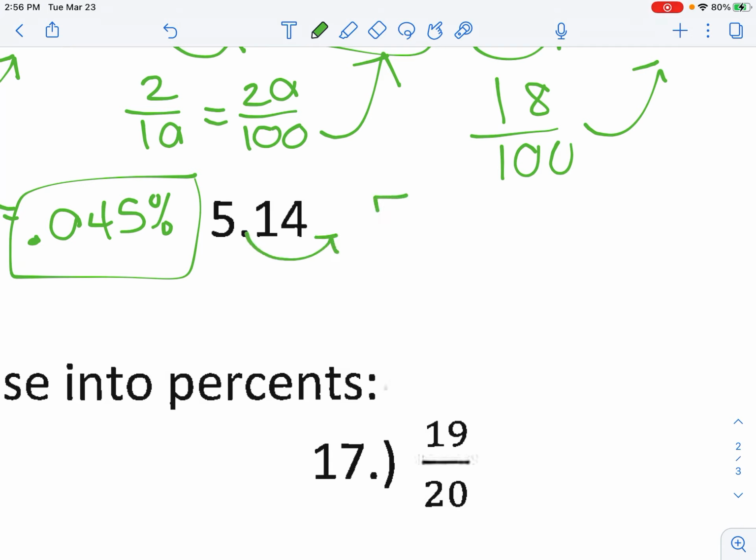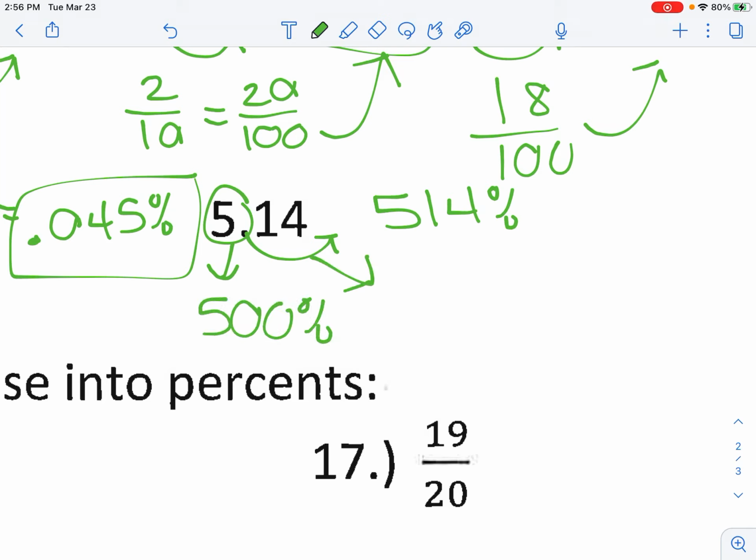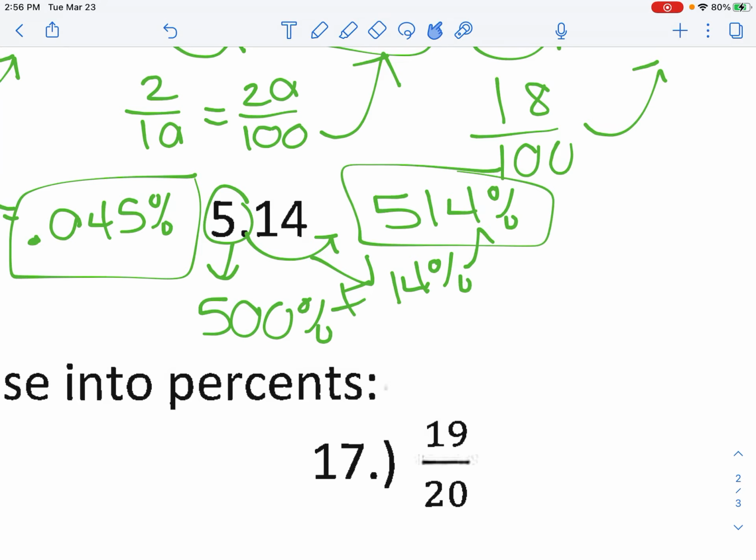Slide your decimal twice to the right. That's 514%. Now, the number 5, 1 is 100%, 2 is 200%, 5 equals 500%, and 14 hundredths equals 14%. Put those two together, so that's 514% for that one.